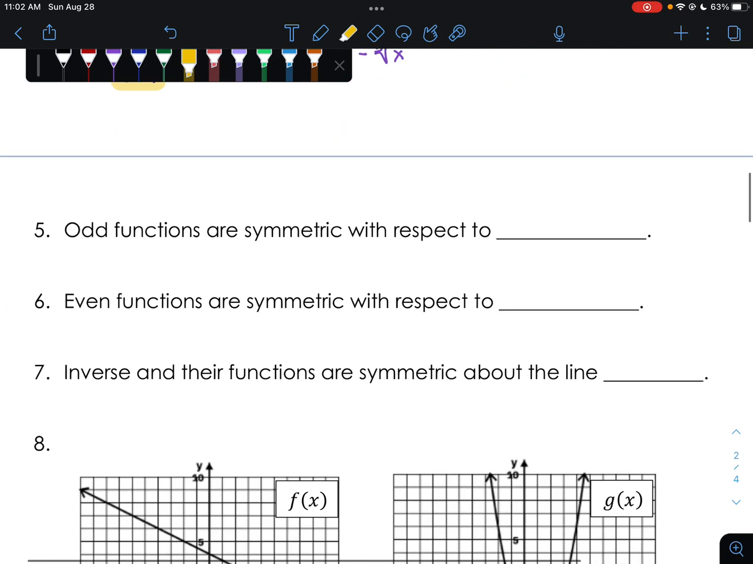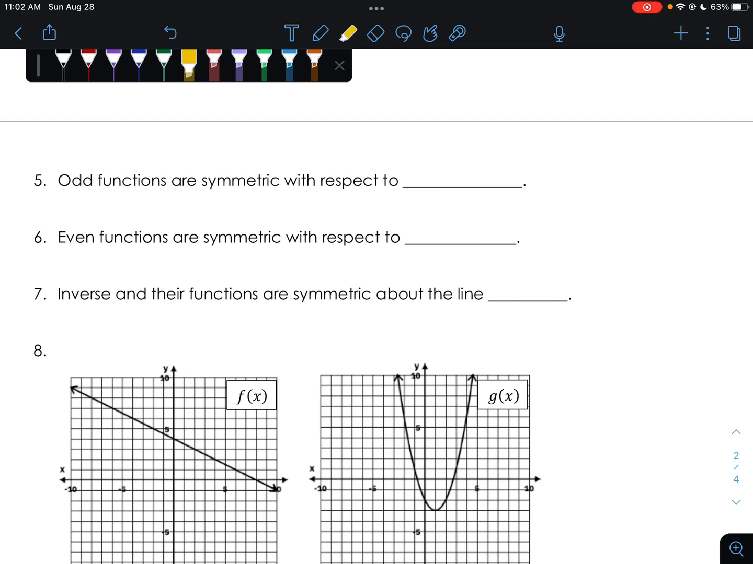Okay, so moving on, number 5, 6, and 7 are just short answer questions. So it says, odd functions are symmetrical with respect to, we just talked about that, that would be the origin. Then we have even functions are symmetric with respect to the y-axis. Lastly, inverses of functions are symmetric about the line, and that is y equals x. Those are important things to know.